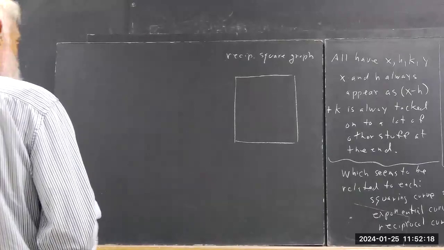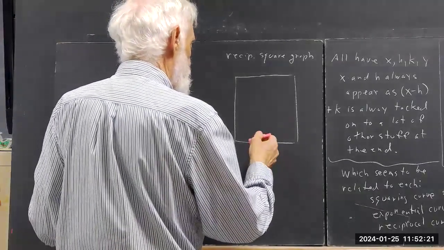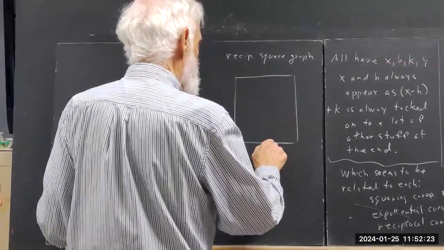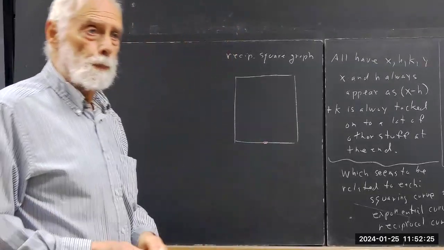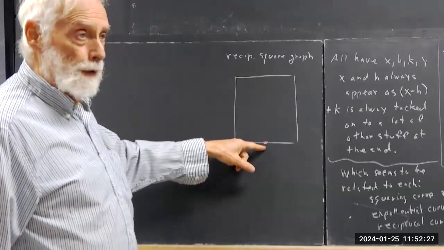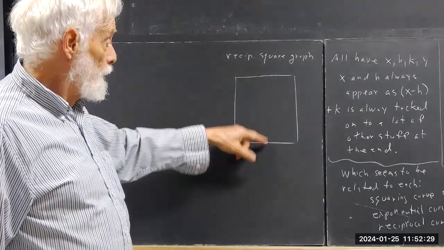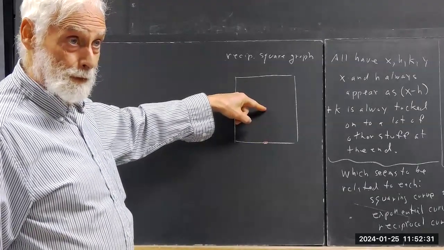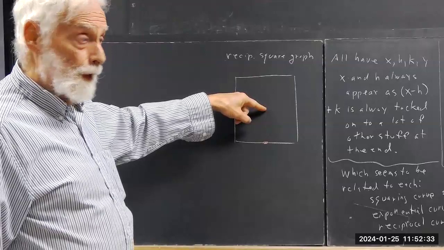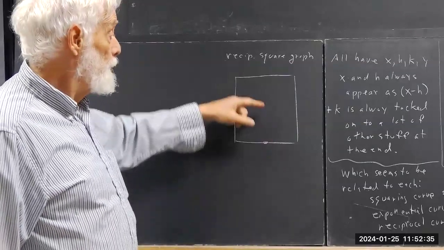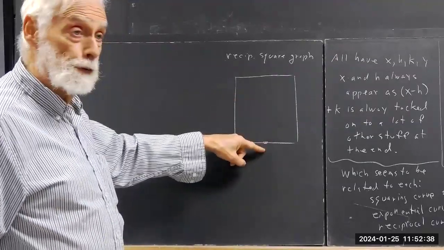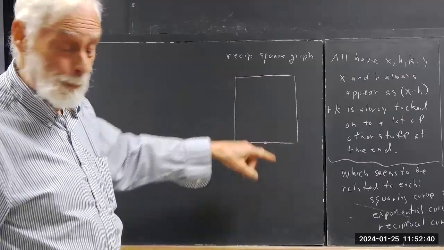Really, the first thing we want to do is know where the red dot is. It's one of two places. It's either at the midpoint of the lower edge of your rectangle, or it's in the middle of your rectangle. For the reciprocal function, it would be in the middle of the rectangle, but for the reciprocal square, it's down here.